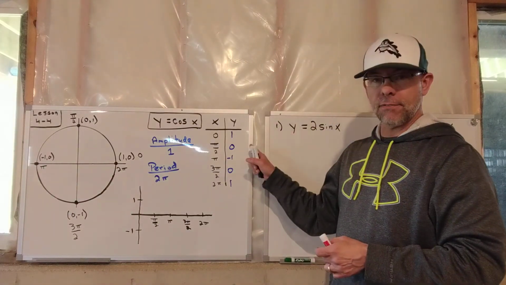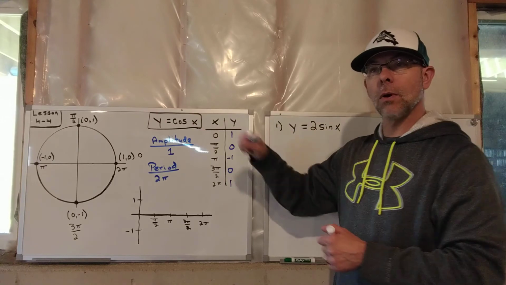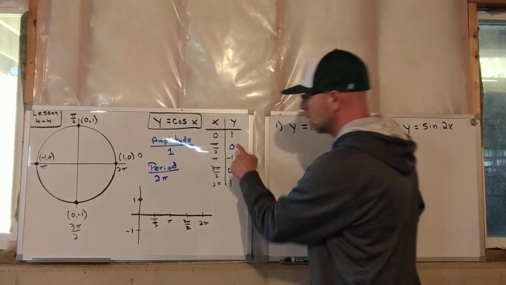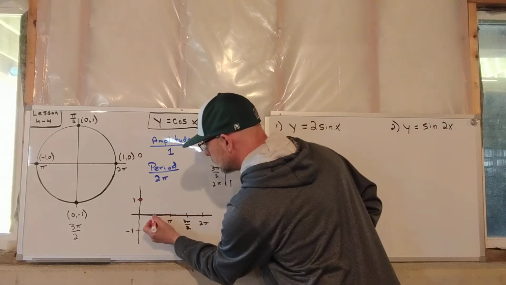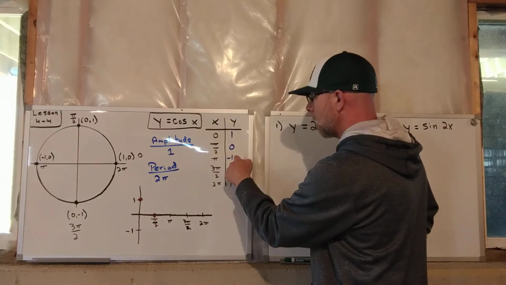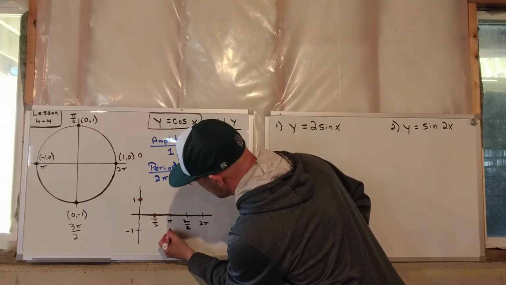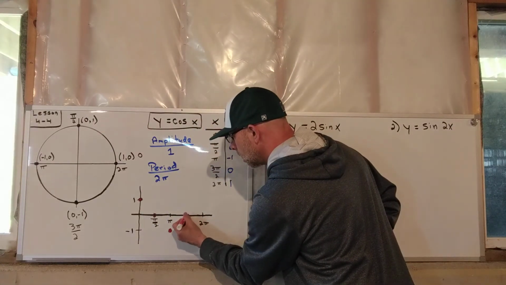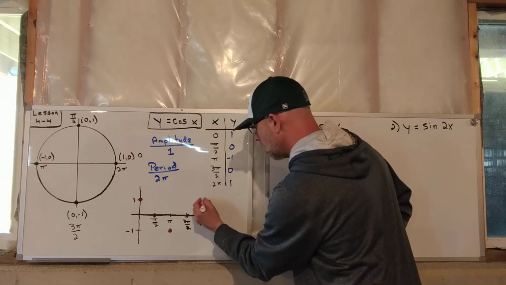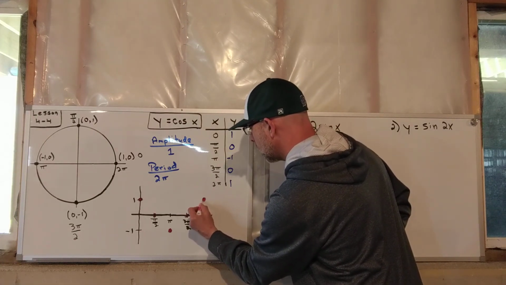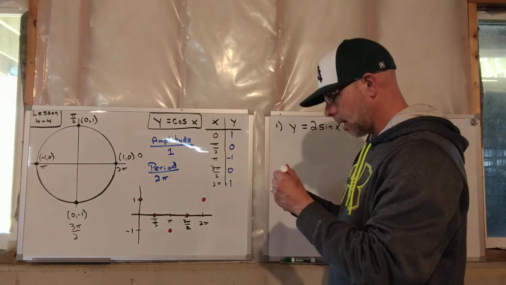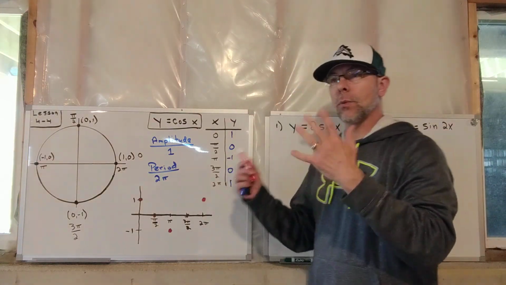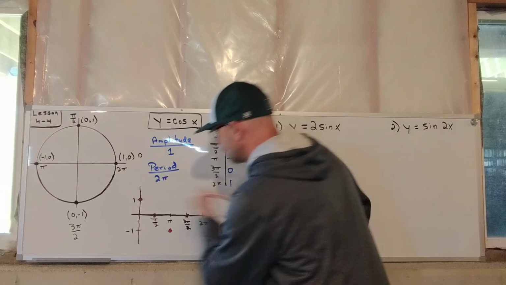So as I go to graph this time, my first point is at 0, 1. That's right here. Pi over 2, 0 is right there. Pi, -1 is about right there. 3 pi over 2, 0. And 2 pi, 1. About right there. Also a curve, not a rigid V shape. It is a curve.